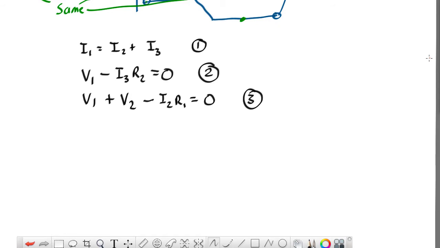Okay, so what are we going to do? Well, we can use equation 2. We can rearrange that. That comes as V1 equals I3R2. So we get I3 equals V1 over R2. So V1 is 3 volts, R2 is 4 ohms, so now we can put the numbers in. So 3/4 of an amp.